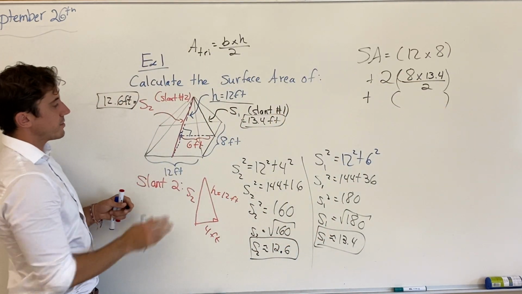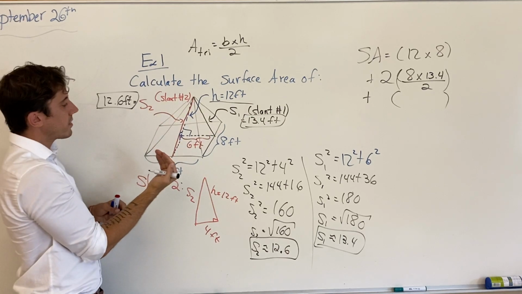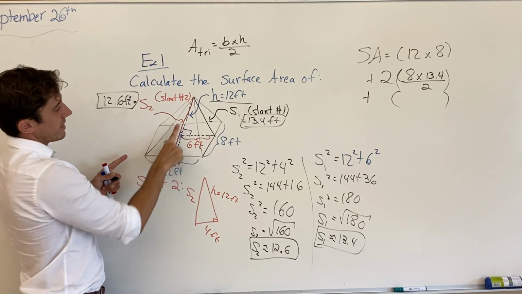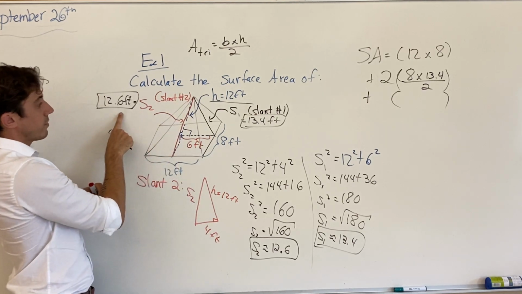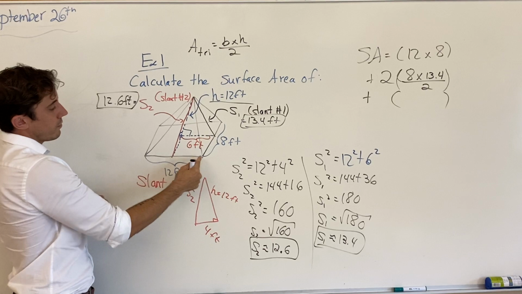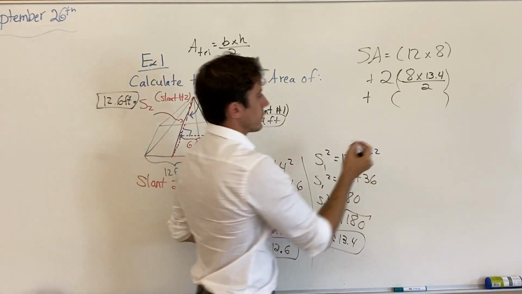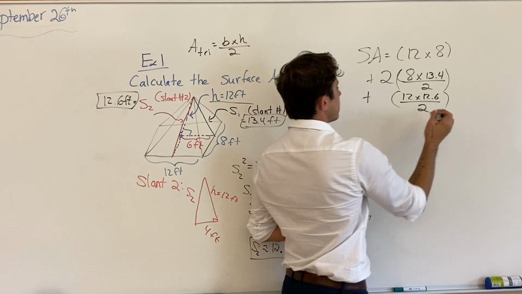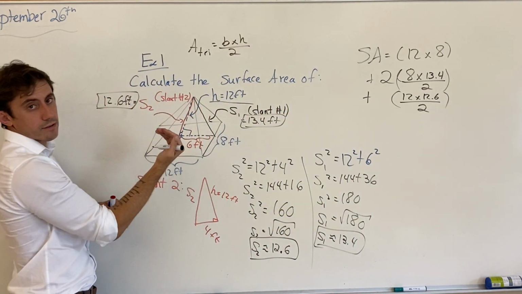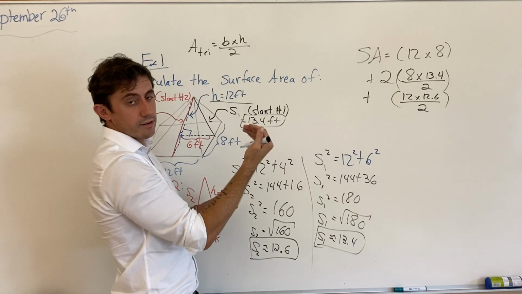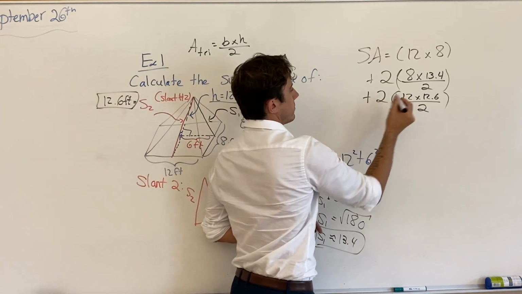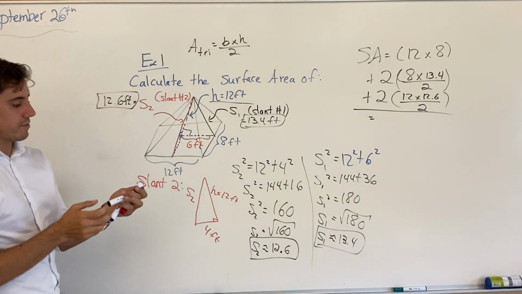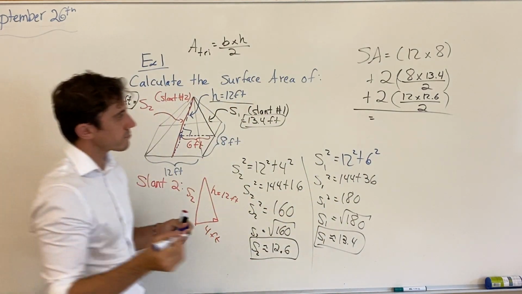And then the same idea for the front triangle as well as the back. We have the base over 2, so base is 12. The slant height for this triangle we found to be 12.6. So 12 times 12.6 over 2. And again, since we have the front and the back triangles being congruent triangles, identical, we can multiply those by 2. And now let's sum all of these areas up together.